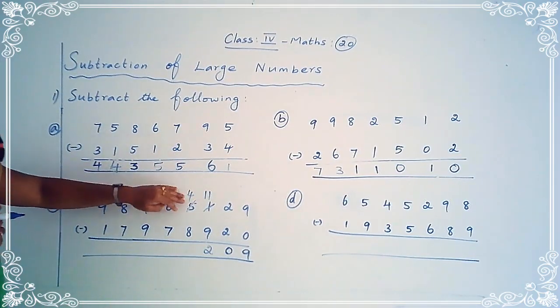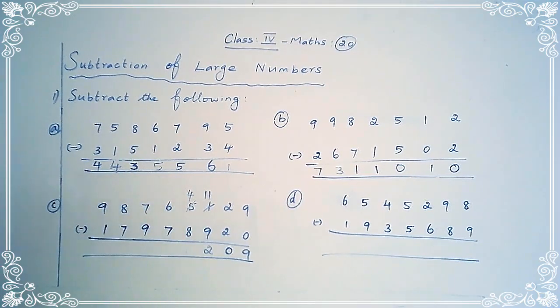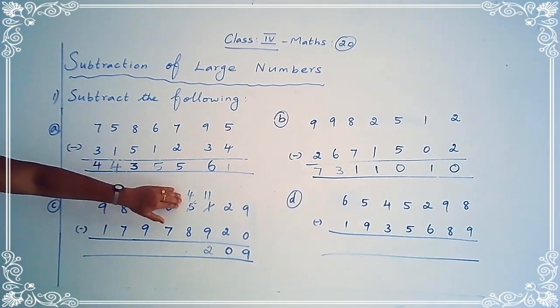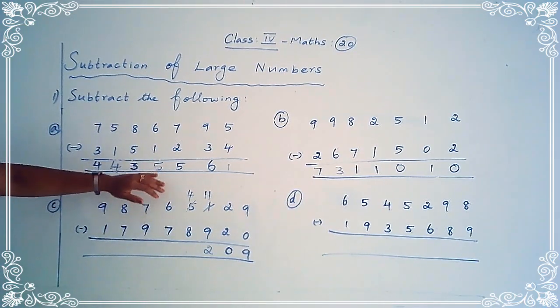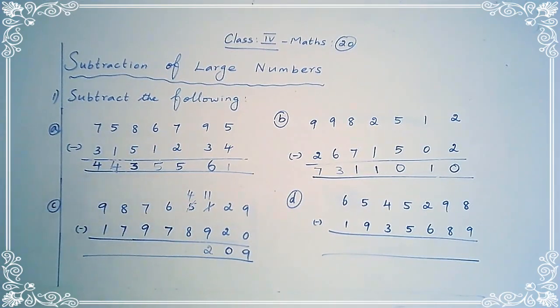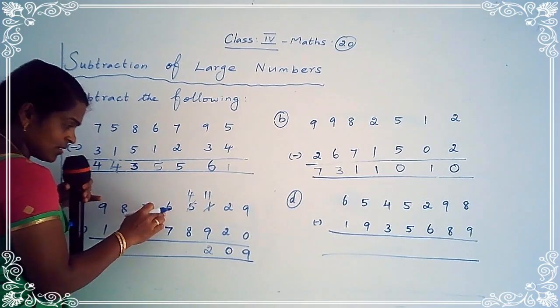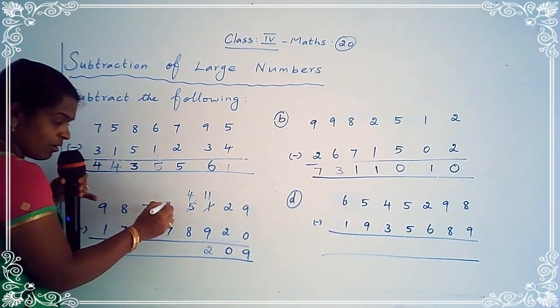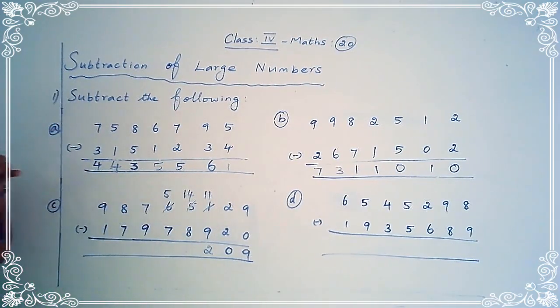Now you come to the next place. 4 and 8. Is 4 minus 8 possible? No. It is never possible to subtract a bigger number from a smaller number. So what should we do? You go to the next place and get a borrow. Here the next place has 6. So now you borrowed 1. So 6 becomes 5. Here 4 is there, so 4 becomes 14.